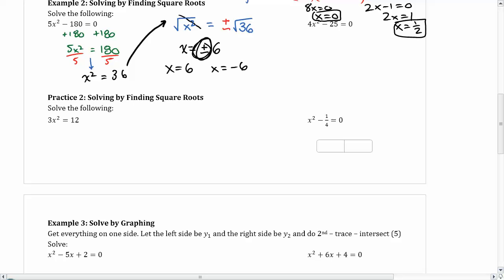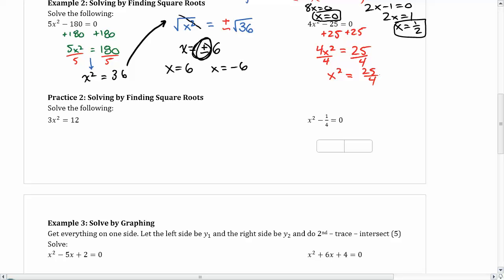Let's look at the second side. 4x squared minus 25 equals 0. Starting off, add 25 to both sides. So you would have 4x squared equals 25. Next step, get rid of your 4, so divide both sides by 4. So we'll have x squared equals 25 over 4.